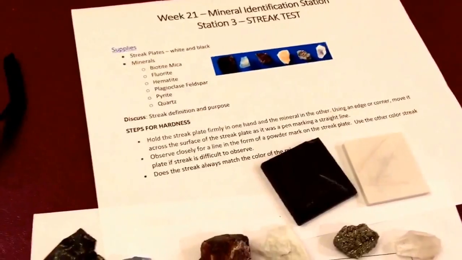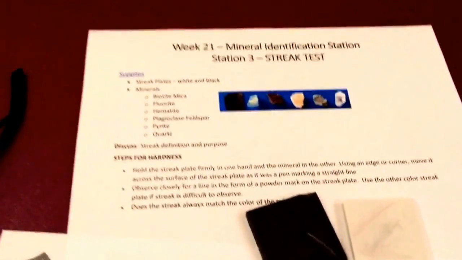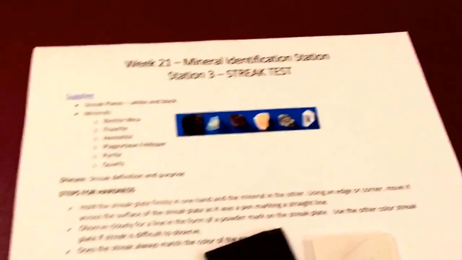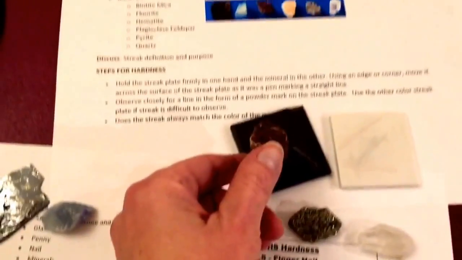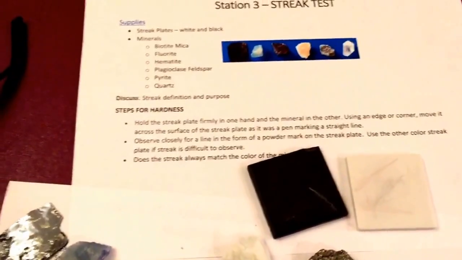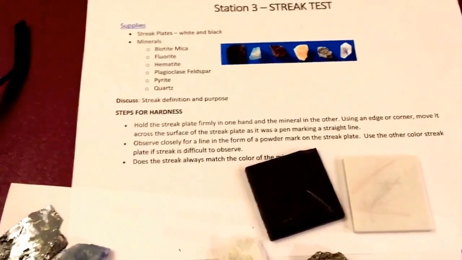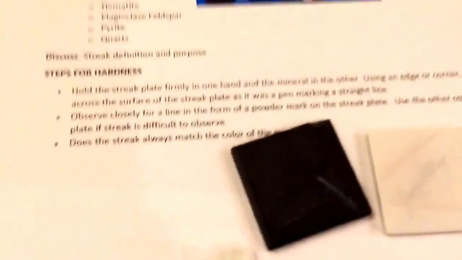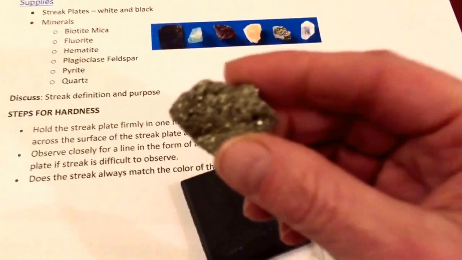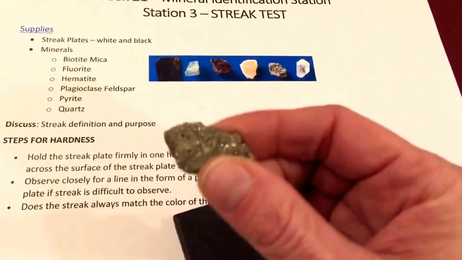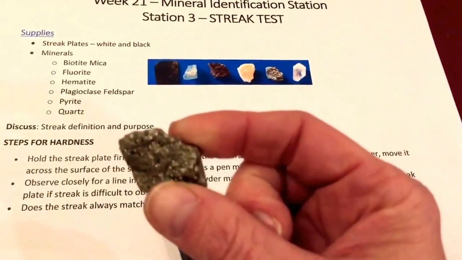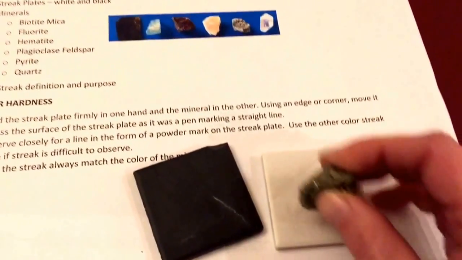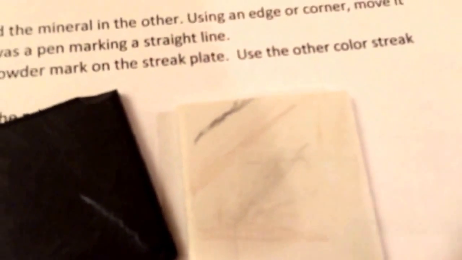Okay, streak test. Streak test is super fun. All right, by pushing a mineral against the streak plate, we are able to determine what color the powder of the mineral is. And I think I'm going to use this for an example because it's the best example. Pyrite. What color streak will this one leave? A lot of people would say gold, right? Because it's golden. But when we do it, it is a black streak.